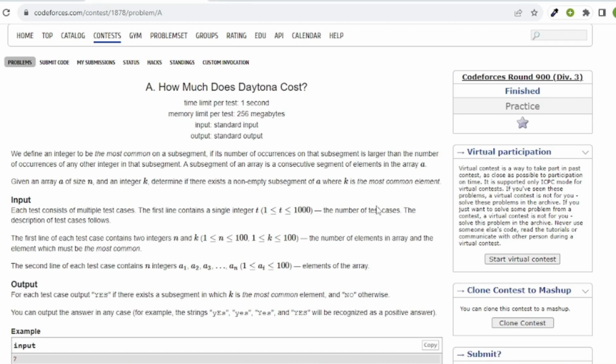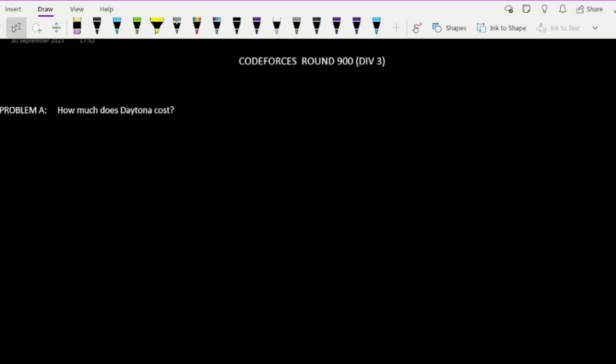Here the number of test cases t is given from 1 to 1000, and the range of n is from 1 to 100, k is also 1 to 100, and the array's values are from 1 to 100. So basically, I will first explain what this question says.